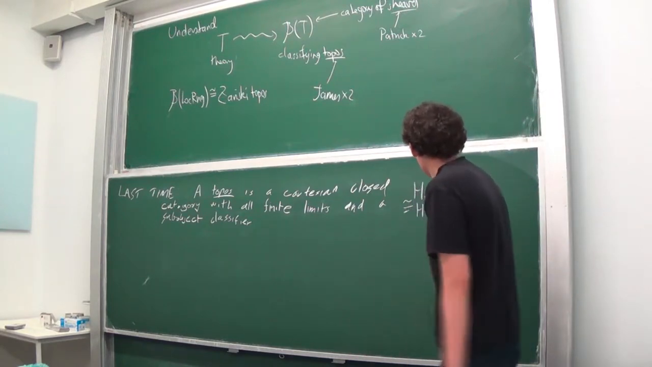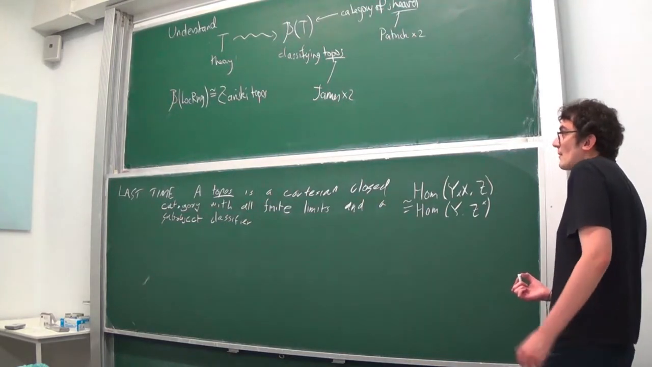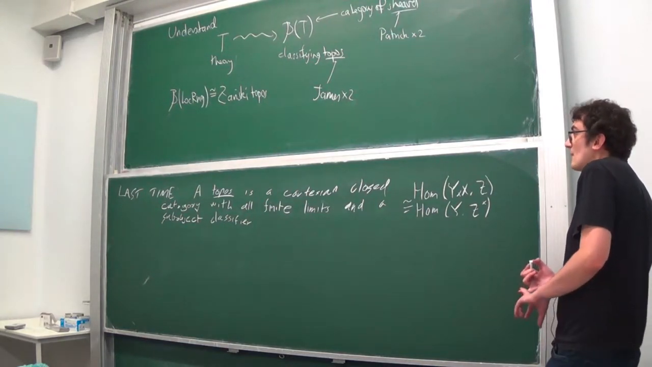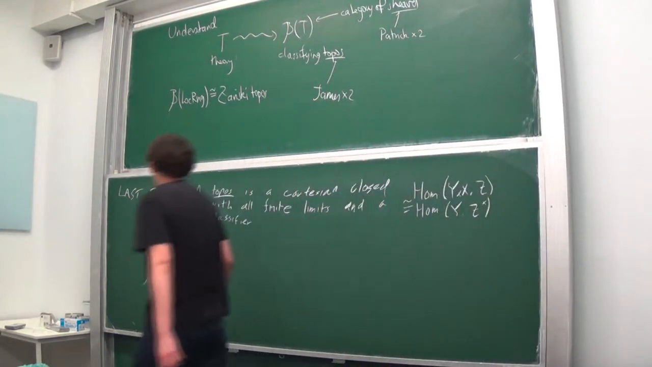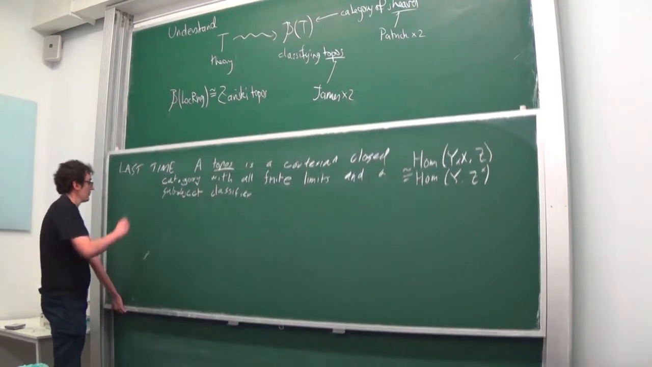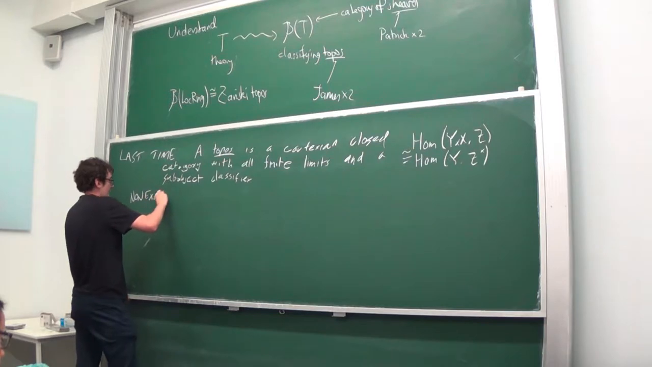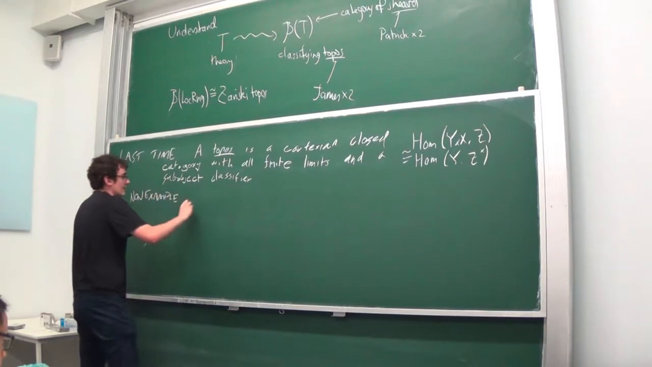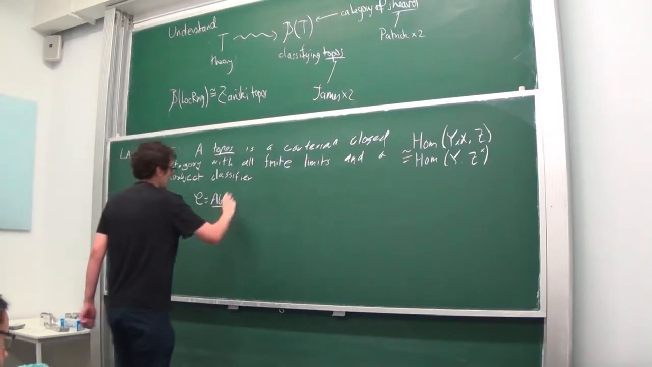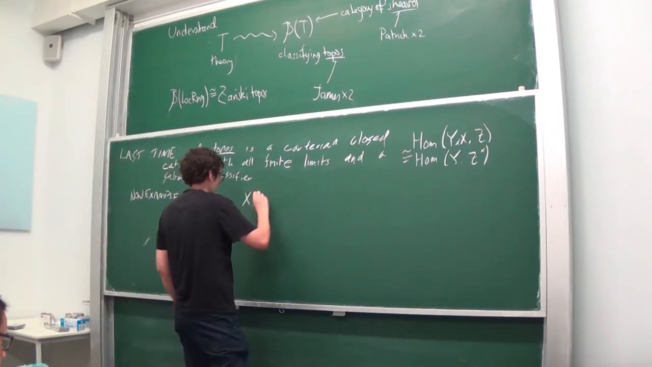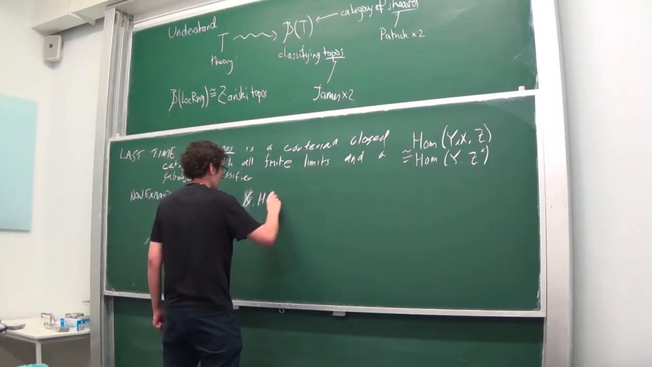And one thing I didn't talk about last time, but I wanted to give an example of something that does not have exponentials, because we saw two examples of categories that do. We saw sets, and then we saw the category of presheaves, though I didn't go into any detail on that. But I'd like to give a non-example. So take C to be the category of abelian groups. Let G and H be abelian groups.